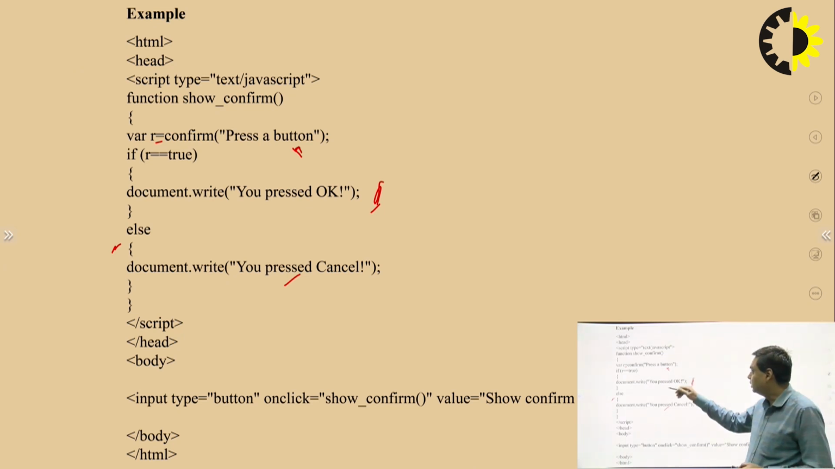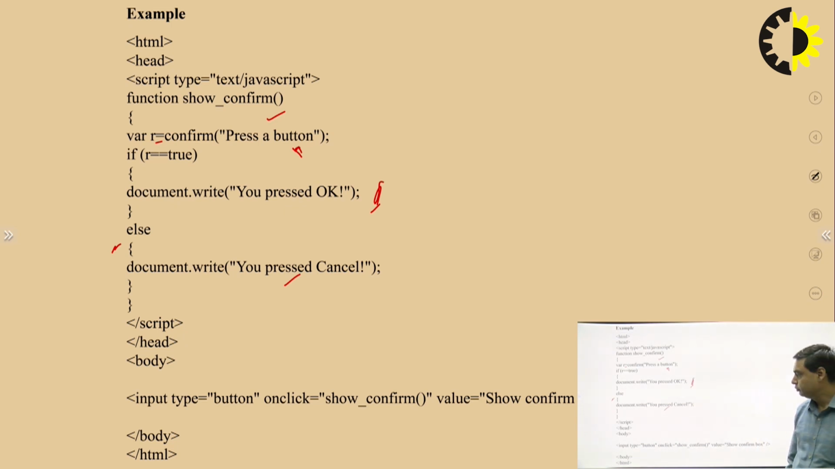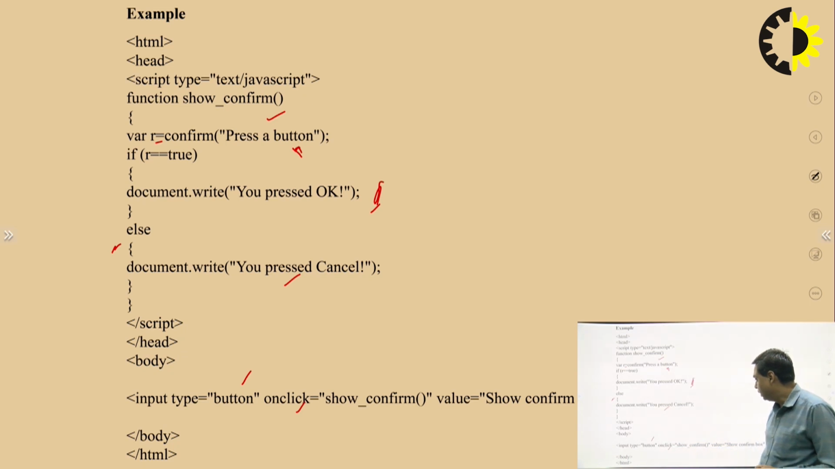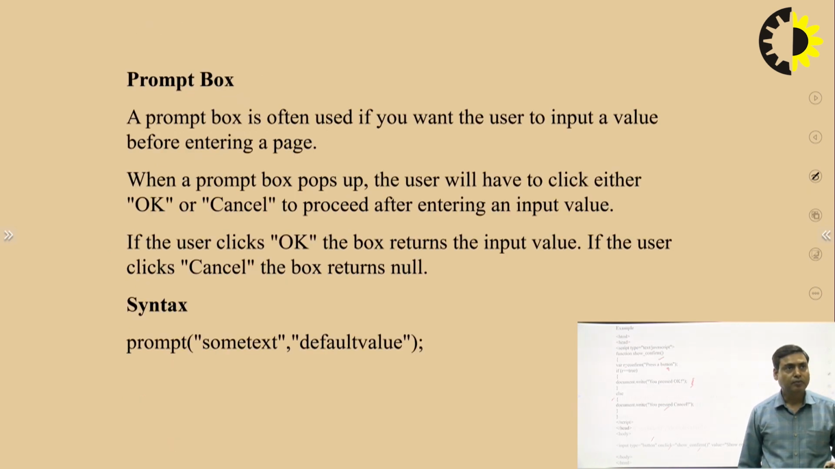Now this function, the confirm function, will be called whenever you click on the button. So onClick is on the button, and we are calling the function so confirm. Understand, so confirm is the JavaScript function, and when we click on this button, this function will be called, and accordingly the process will run.